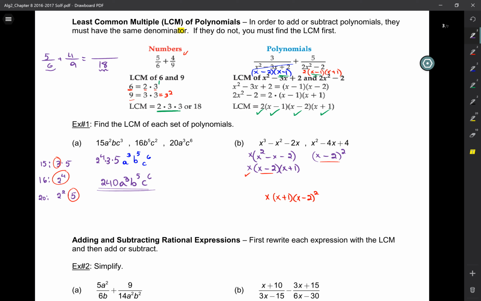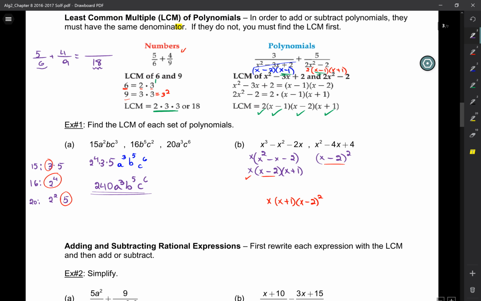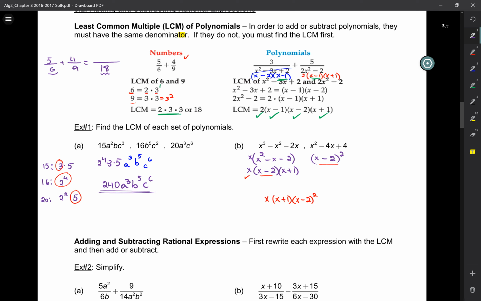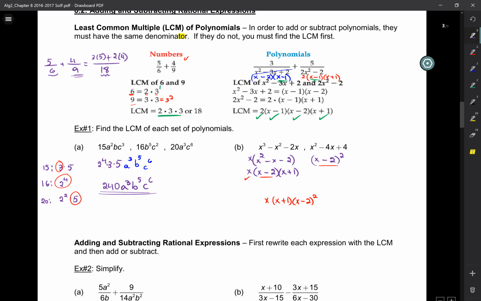Right, and the way it's really done is you basically go 18 divided by 6, that's 3. 3 times 5 is what you get for that one, right? Plus 18 divided by 9 this time, that's 2. 2 times 4. Okay? So then you go ahead and simplify.